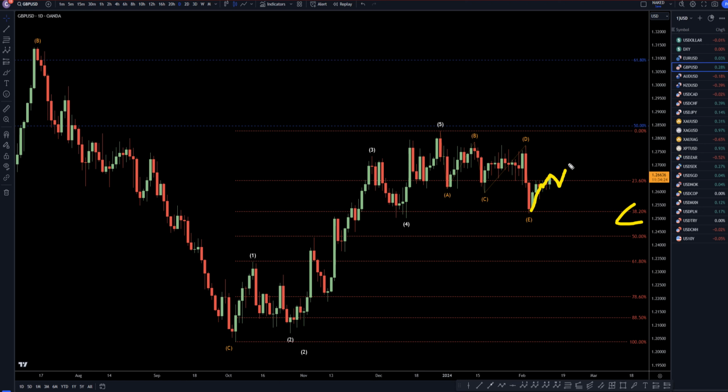Hopefully, what happens is it does continue up, confirming that this really is the end of a wave two, that we really are going up for a wave three. Because if we really are going up for that big wave three, then we're going to be looking for longs for probably at least the next few months.